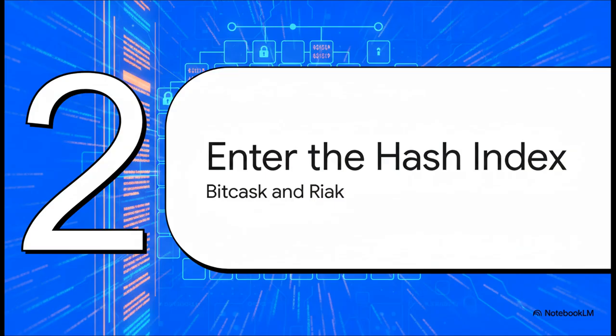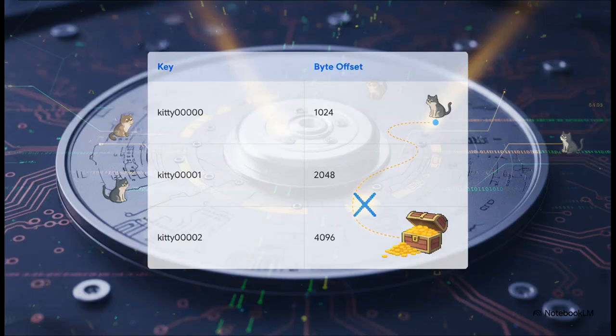Enter the hash index. We're going to look at this through the lens of Bitcask, which is the default storage engine for the Riak database. And what's really interesting about this slide is just how remarkably simple the structure is. Bitcask keeps an in-memory dictionary, a hash map. Look at the first column, you've got your keys. Let's say they're IDs for cat videos, right? Kitty 00000. Then in the second column, you have the exact byte offset on the disk. This hash map acts exactly like a treasure map.